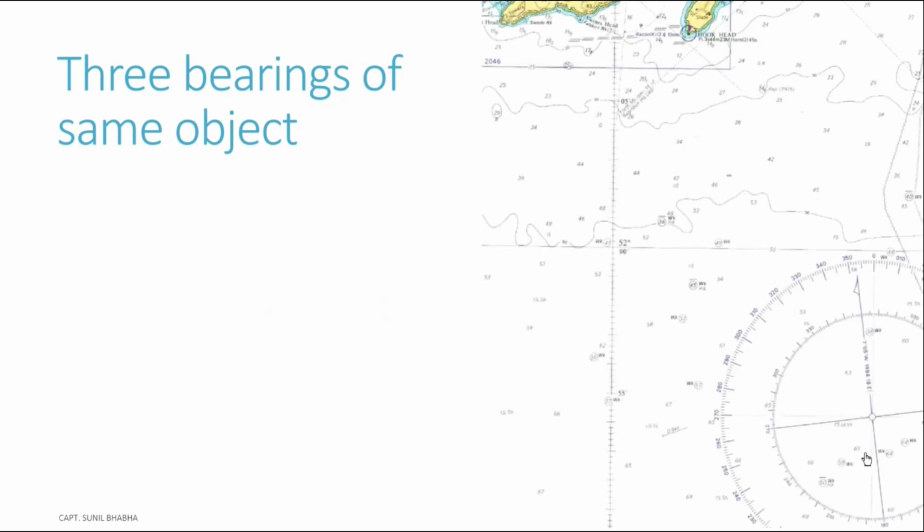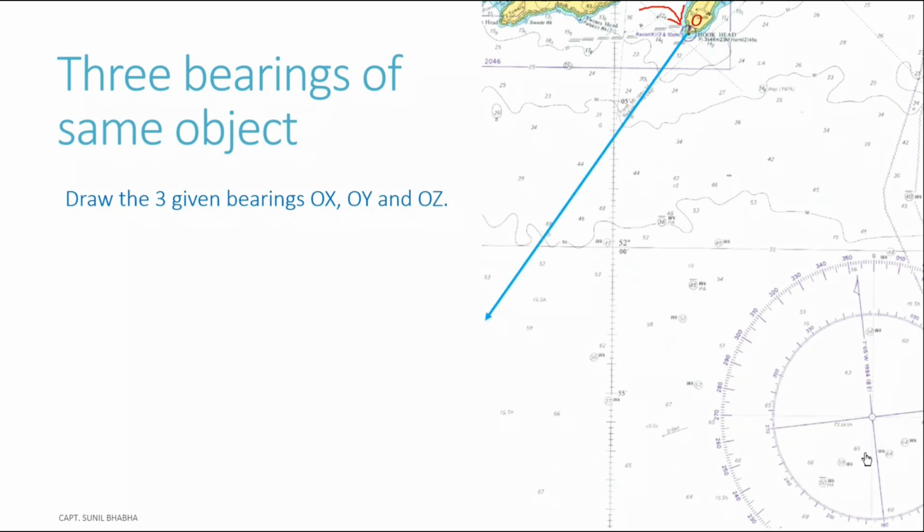We have the chart in front of us now. Now, first of all, we will draw the three given bearings to us. Let's name the object as O. You can see we have Hookhead Lighthouse at this particular location on the chart. That is our object O. This is the first bearing line. You can see it on the chart drawn. Let's name this as OX, and this bearing was taken at 1000 hours.